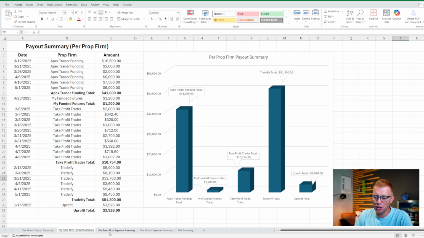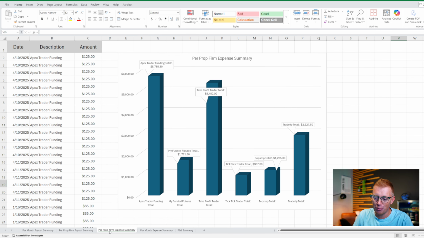Now, going on to expenses. Now we're gonna look at my expenses. So, per prop firm expense summary. This is what I have spent with each prop firm. Apex, $5,785.